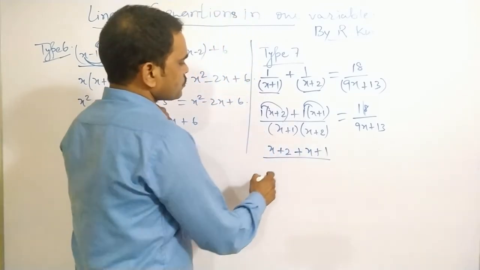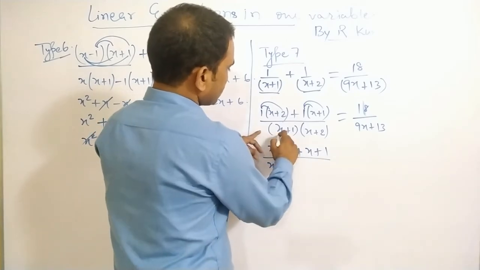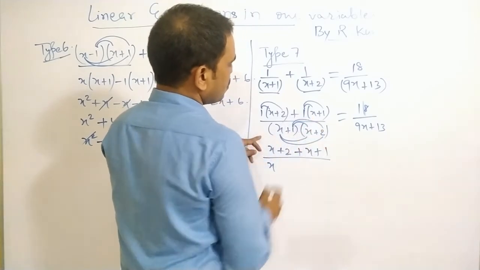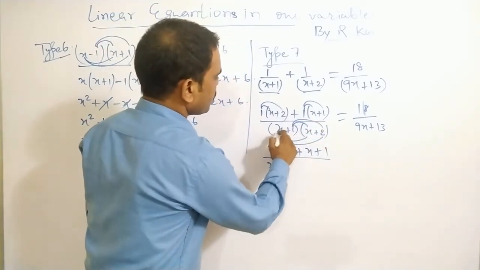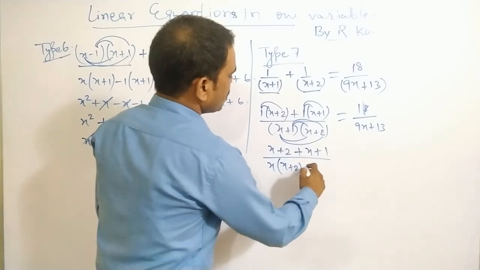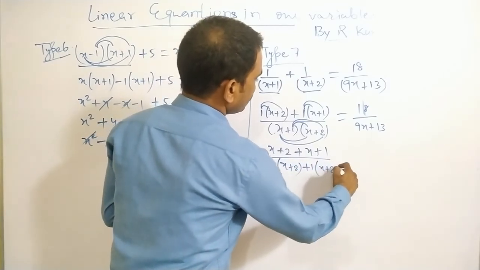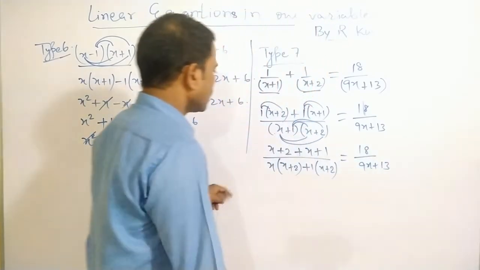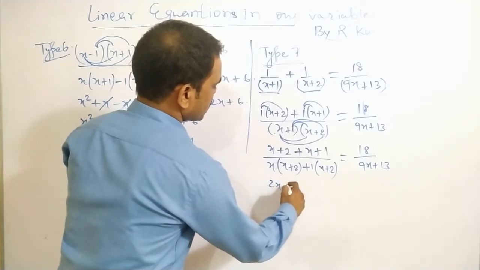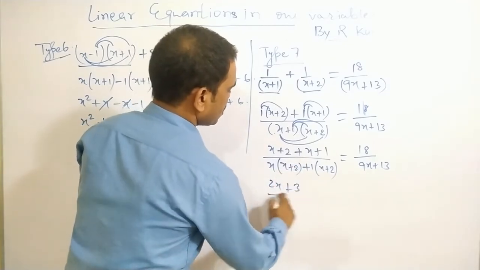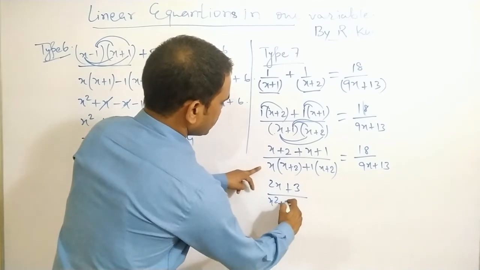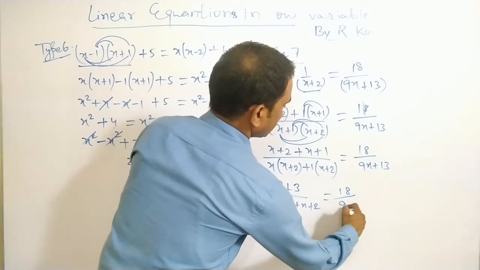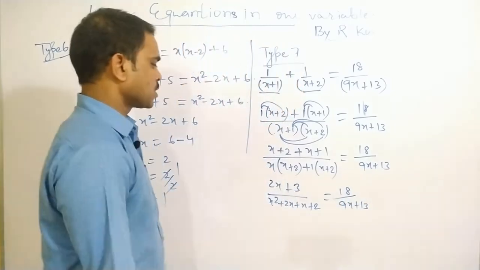Okay, now this side x will be multiplied by these two and this 1 will be multiplied like this. So x, first of all I am doing with x plus 2 plus 1 x plus 2. Now 18 by 9x plus 30. It will be x plus x, 2x, 2 plus 1, 3. Below, x square plus 2x plus x plus 2 equals to 18 by 9x plus 30.